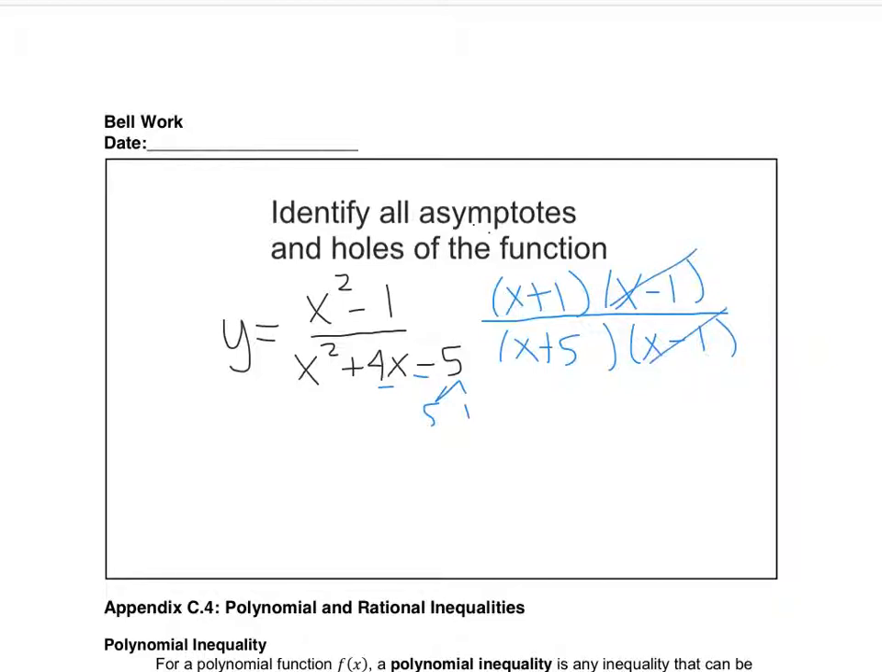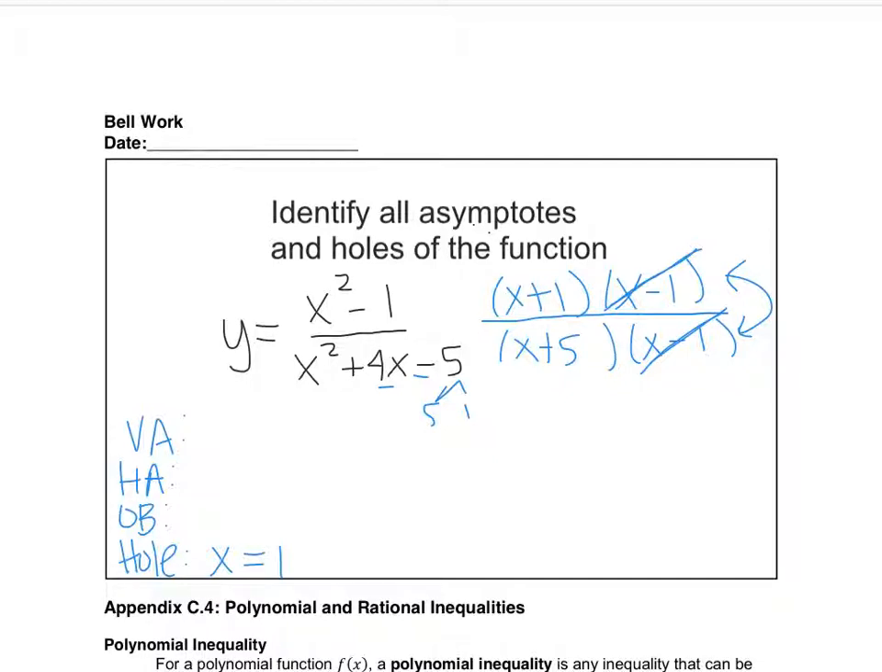So when I'm identifying my vertical asymptote, horizontal asymptote, if we have an oblique asymptote, and then a hole, the fact that these canceled means that we have a hole at the value x equals 1. So it would have been a vertical asymptote at 1, but because we were able to cancel out the top with the bottom, it becomes a hole instead of an asymptote.